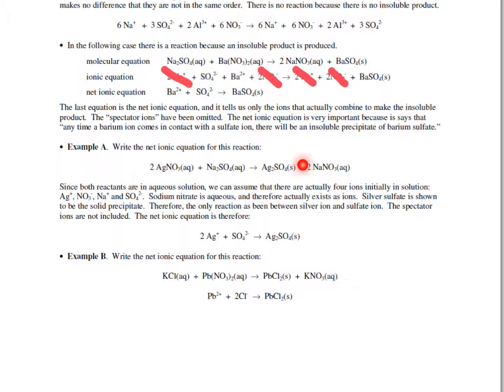So to write the net ionic equation for the example, you'd follow the steps below. Break apart what you can and get rid of any ions that aren't around at the end.